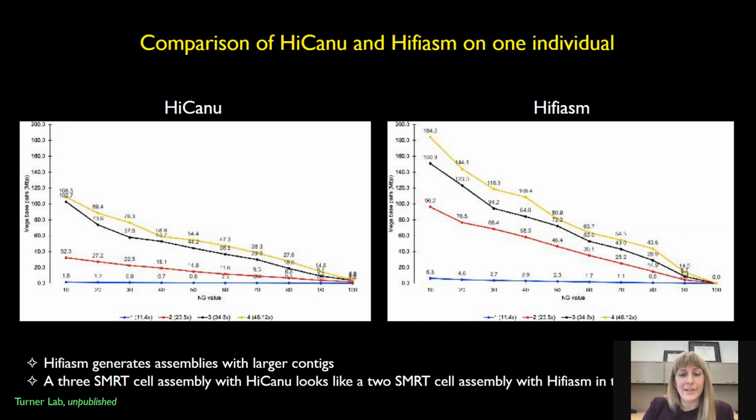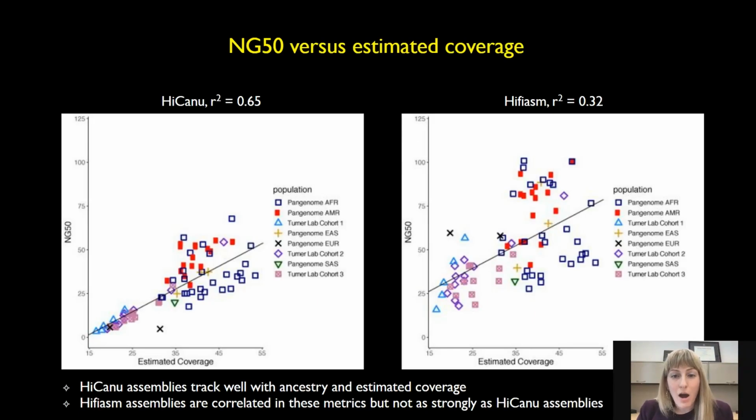But we wanted to dig into this just a little bit deeper, so we went back to all of our pan-genome data that we downloaded from the web, and then all of our data in-house. And we ran HiCanoe on all that data, and we ran HiFi ASM on all of that data. And what was really kind of cool and kind of surprising to me was that with HiCanoe, there was a really nice tracking between the NG50 and the estimated coverage.